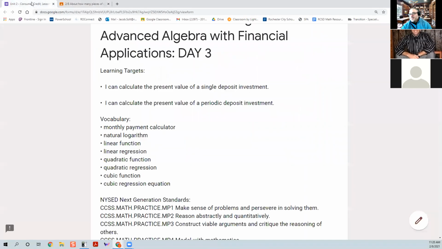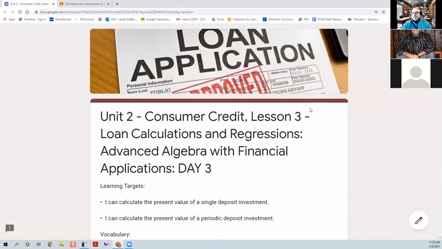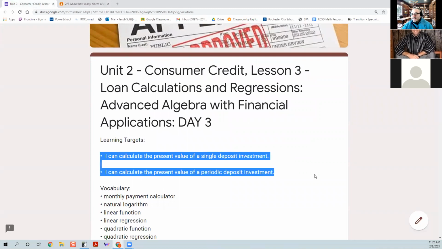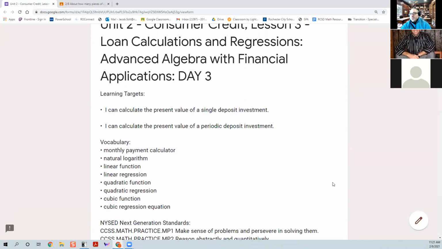It's the candy corn. And we are working on day three of Unit 2, Consumer Credit, Lesson 3, Loan Calculations and Regressions. And we have our 2 learning targets. The first one is I can calculate the present value of a single deposit investment. And the second learning target is I can calculate the present value of a periodic deposit investment. This is all about you being able to figure out what a loan balance is as the loan is amortizing over time, right? It's that amortization table that we're looking at with these lessons.